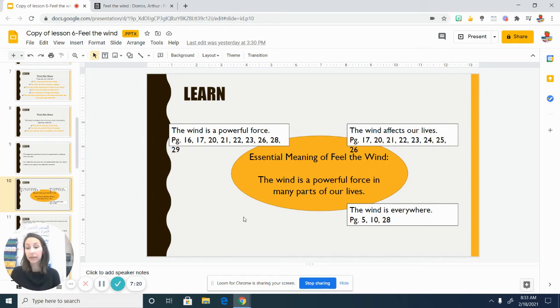A gentle wind makes leaves dance. A strong wind might flap clothes on a line, and then a very strong wind can make even heavy trees sway. So do you think this part of the text supports the idea that the wind is a powerful force? Yeah, I agree. Let's take a look at another example and see what you think.